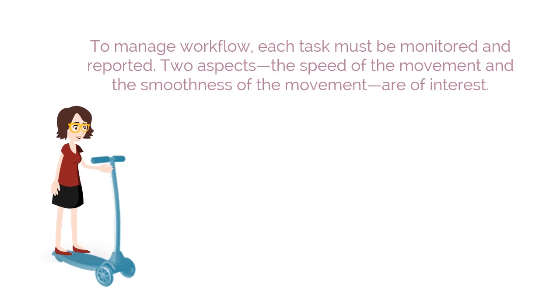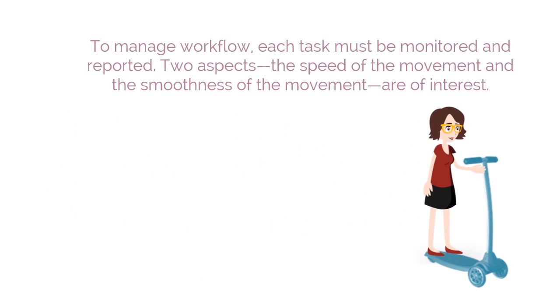To manage workflow, each task must be monitored and reported. Two aspects, the speed of the movement and the smoothness of the movement, are of interest. Ideally, the movement should be both fast and smooth. Fast movement creates quick value, and smoothness minimizes the cost of delay and makes the process more predictable. Instead of working on multiple tasks in large batches, developers following Kanban divide the work into smaller chunks, which enables them to complete the task faster and facilitate better workflow.